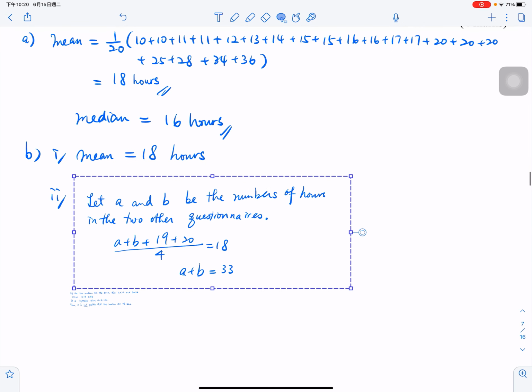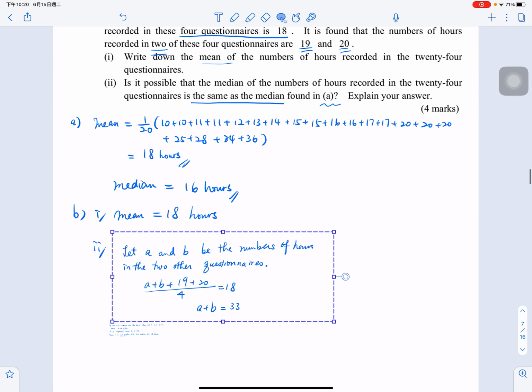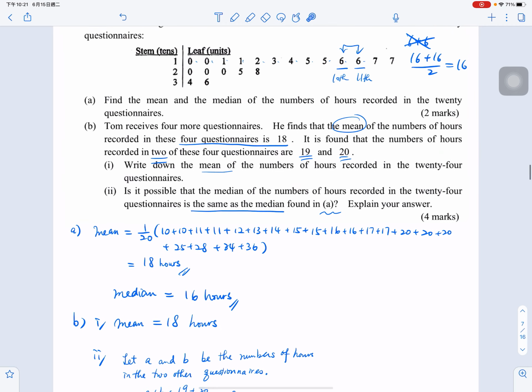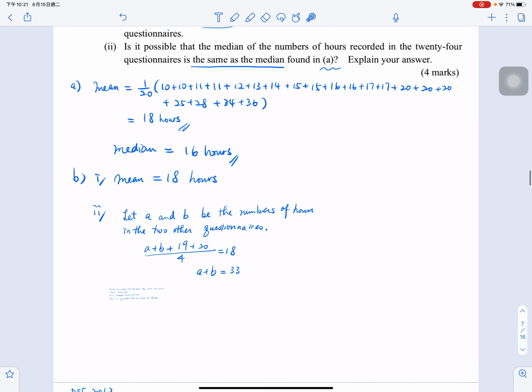Now I let A and B be the number of hours of 2 other questionnaires. So A plus B plus 19 plus 20, over 4, is 18. So A plus B equals 33. Then let's go on to have a look.